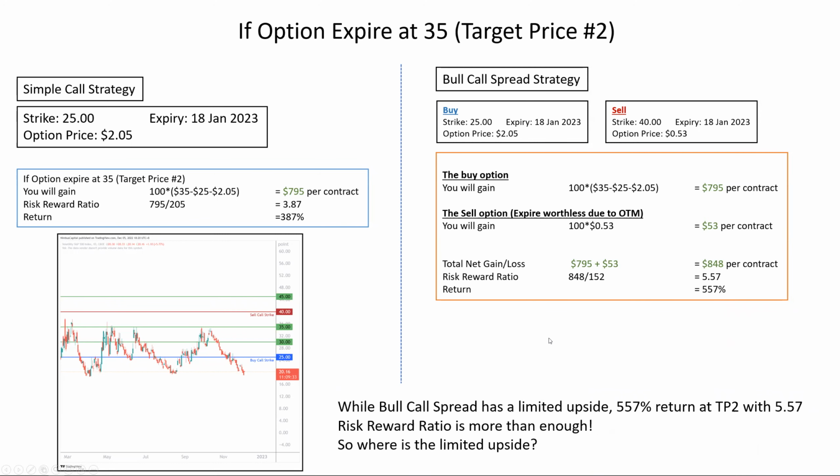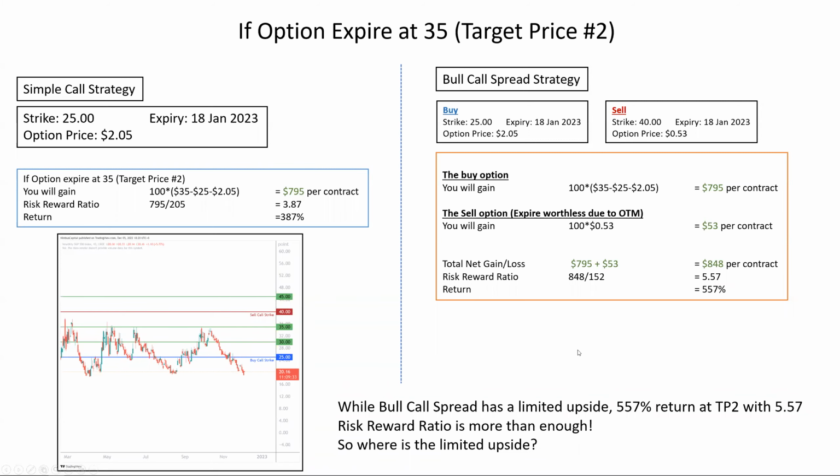So once again, even though we say bull call spread has a limited upside, at TP2, we are already getting 557% return with a risk-reward ratio of 5.57. And that is actually more than enough. It's considered very, very attractive already. So when we say limited upside, then where is that limited upside?